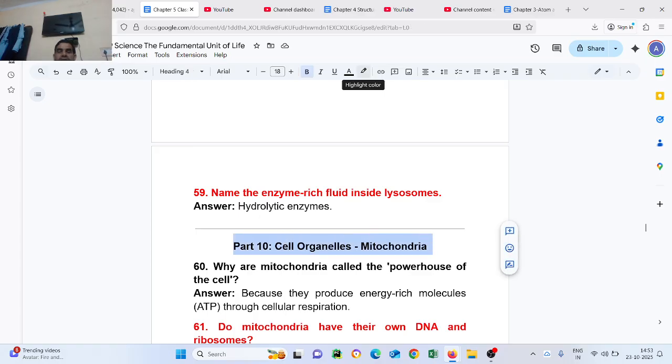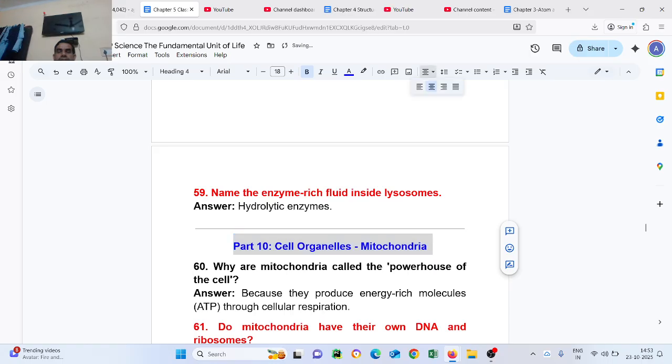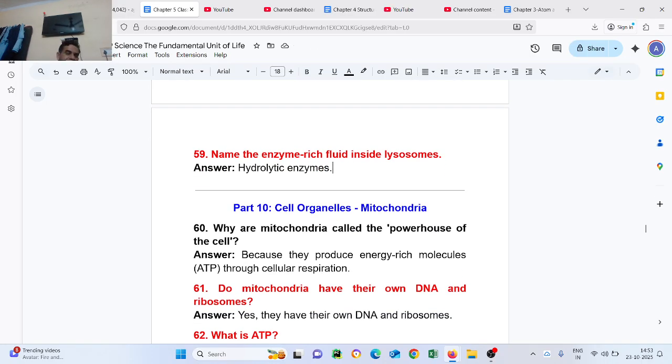Now move to part 10. Cell organelle mitochondria related questions. Question number 60. Why are mitochondria called the powerhouse of the cell? Because they produce the energy rich molecule ATP through cellular respiration.